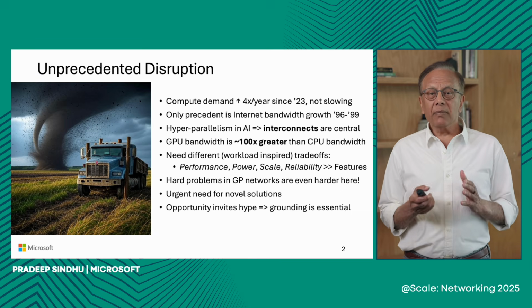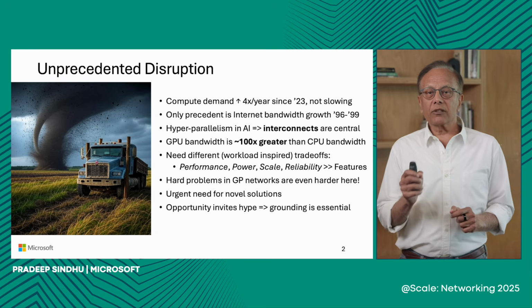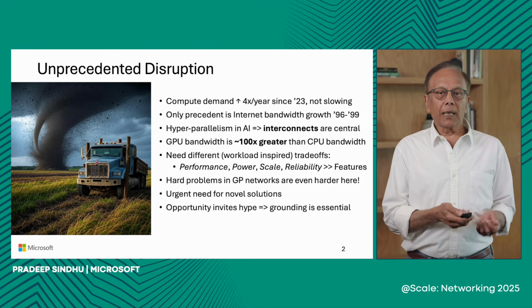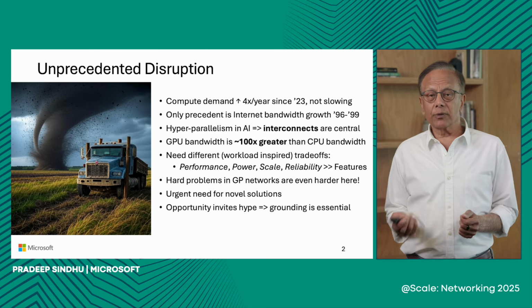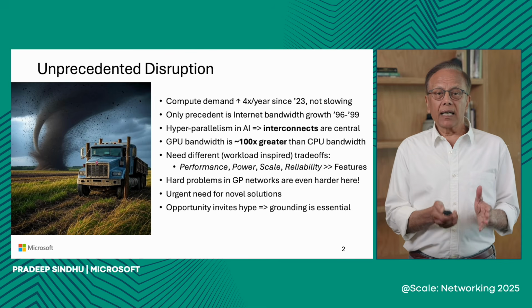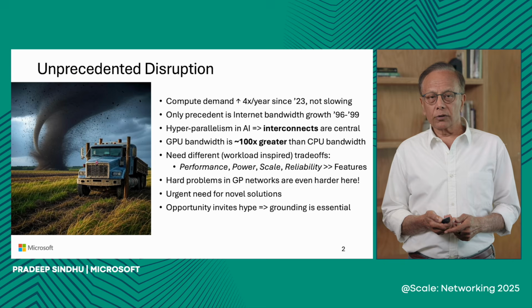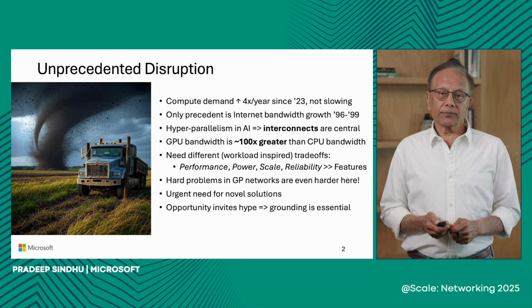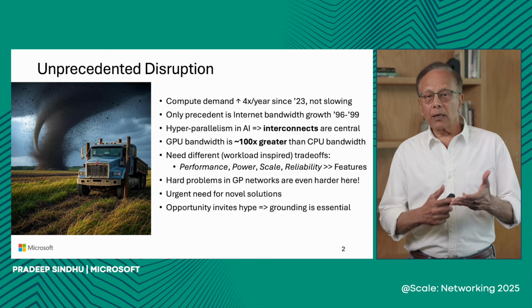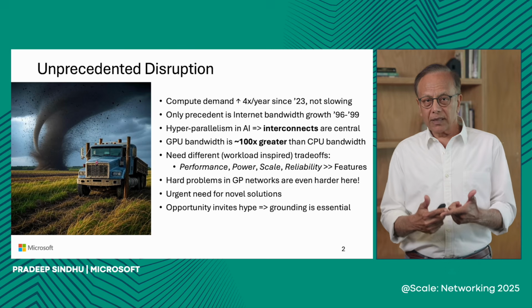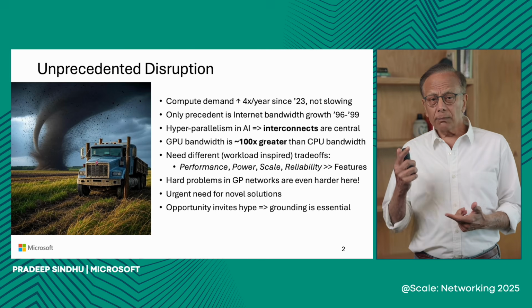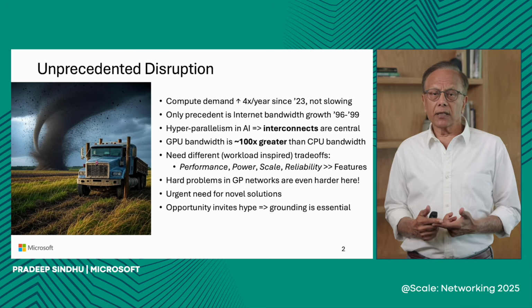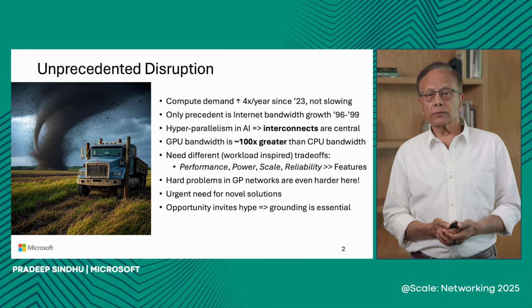Hyperparallelism in AI means that interconnects are central to the problem, not peripheral. As an example, just comparing GPU bandwidth to CPU bandwidth, it's 100 times greater. Also, the workload for AI is different than standard general-purpose workloads for VMs, for example, which means that the trade-offs that we need to make are different. But overall, performance, power, scale, and reliability will trump features in this new problem. But hard problems that happened in general-purpose networks are even more difficult here. So there's a need for new solutions.